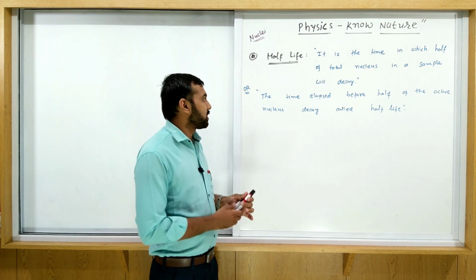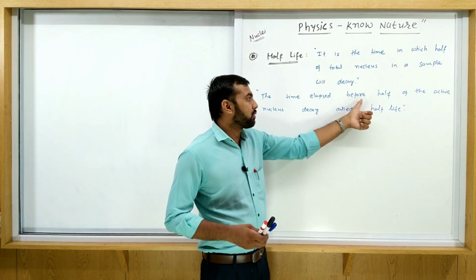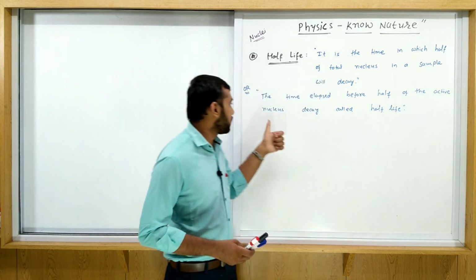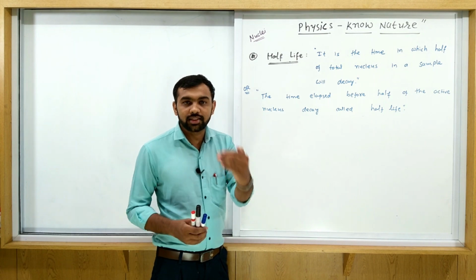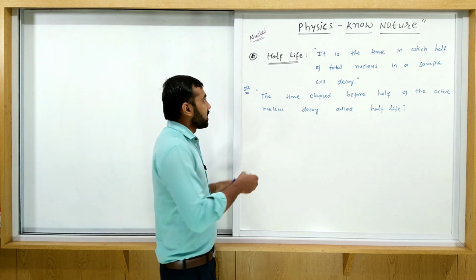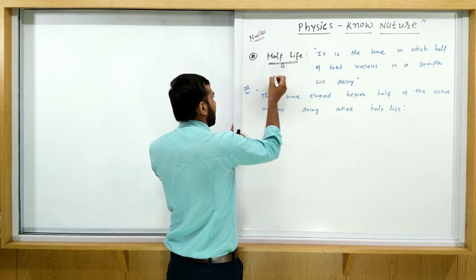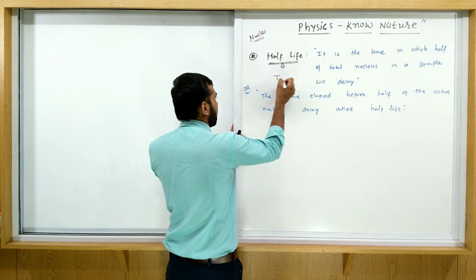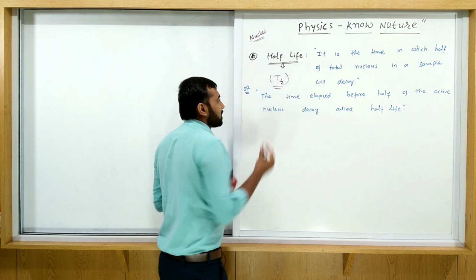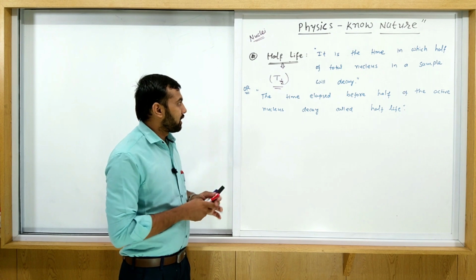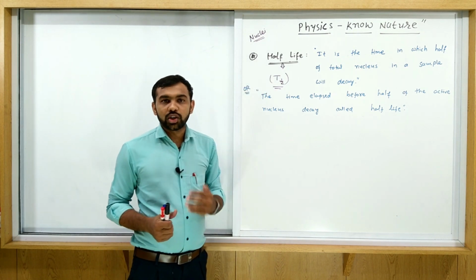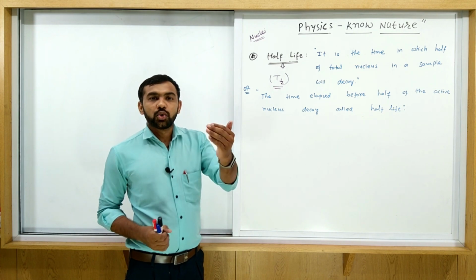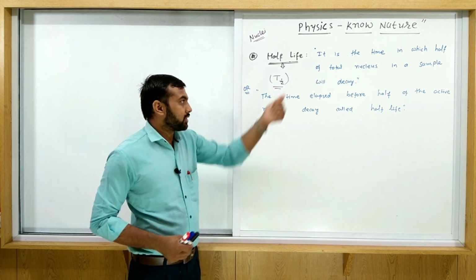And the second definition is what? The time elapsed before half of the active nuclei is decayed. So when half the nuclei have decayed, that time is called a half life. Generally half life is denoted by T1/2, which is the symbolic form of half life. And if you have a total of N0 nuclei, then the time required to decay N0 by 2 nuclei is called a half life.